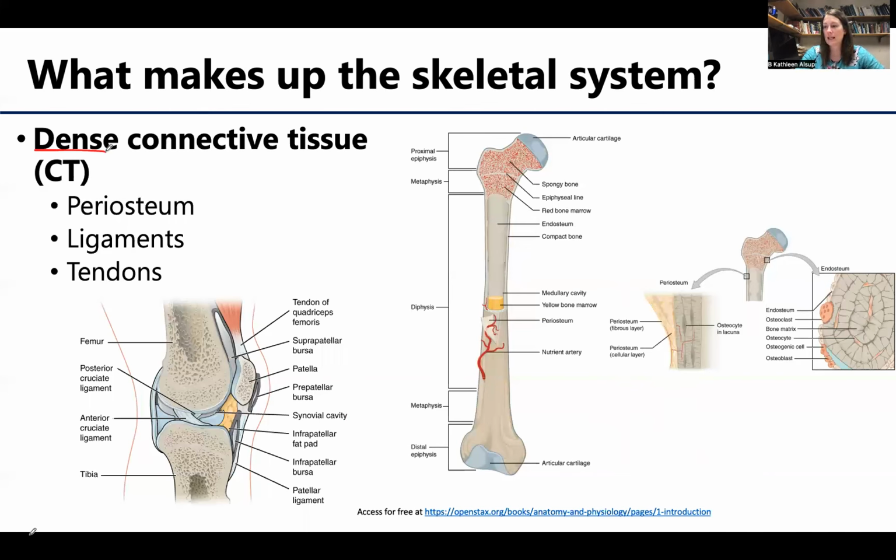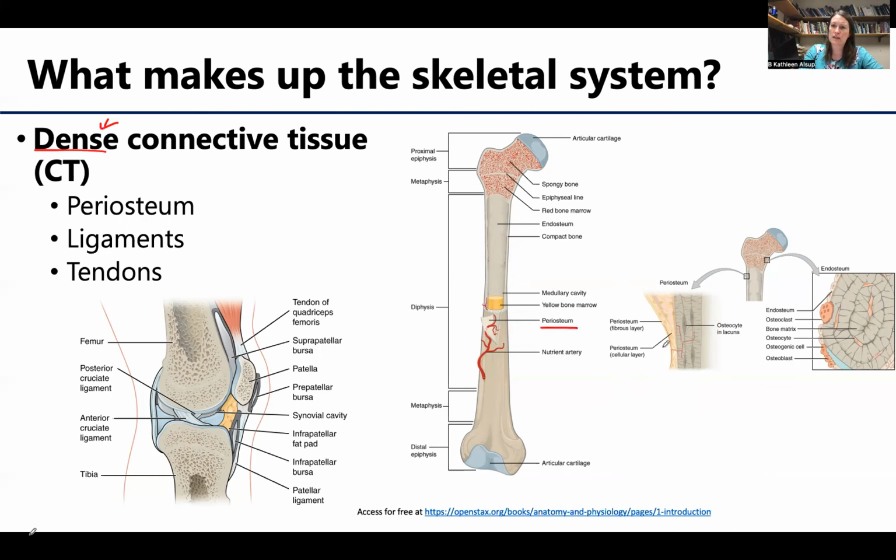And dense connective tissue, as its name would suggest, with this dense here, is going to appear denser microscopically due to a higher frequency of fibers, which are denser and more tightly packed. So that it will appear denser microscopically. There's 3 major areas of dense connective tissue that I'm going to touch base on. The first is the periosteum.